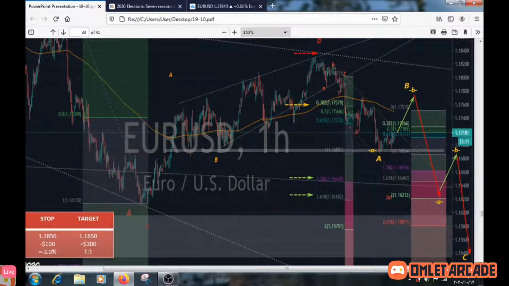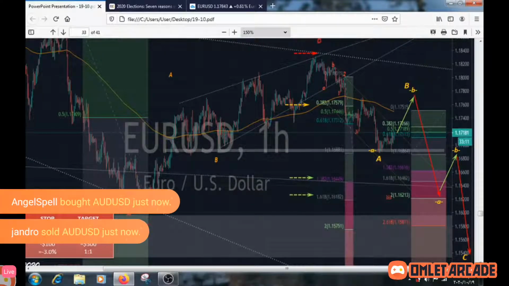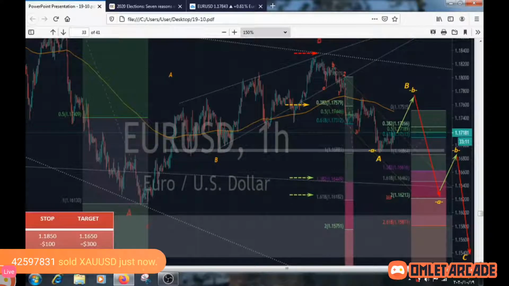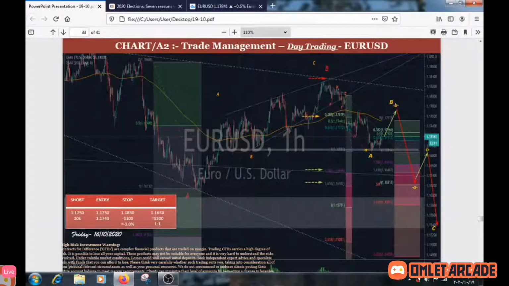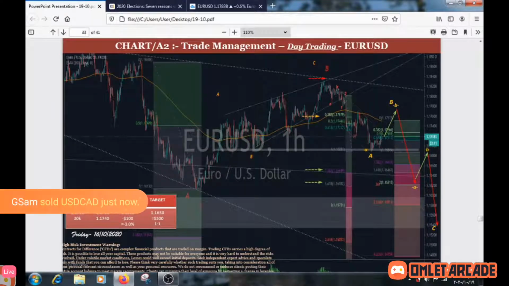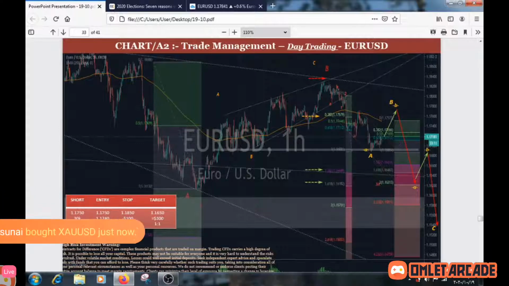Today we are in a sell position at 1.1800 to 1.1790, and you're going to take profit at 1.1650 with a stop at 1.1850.